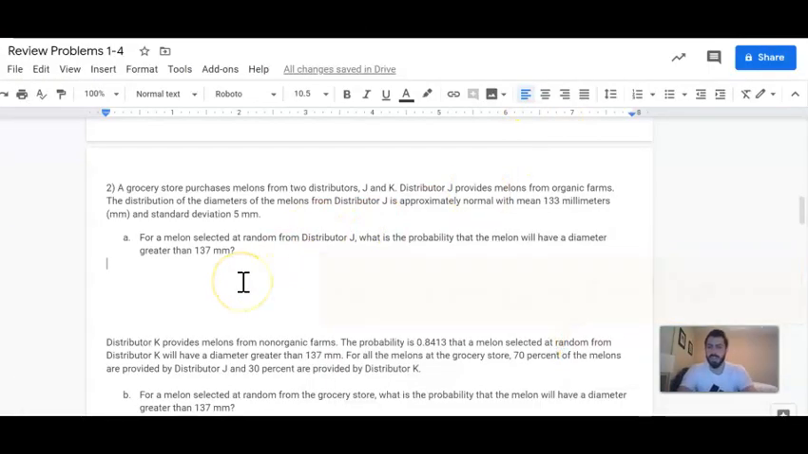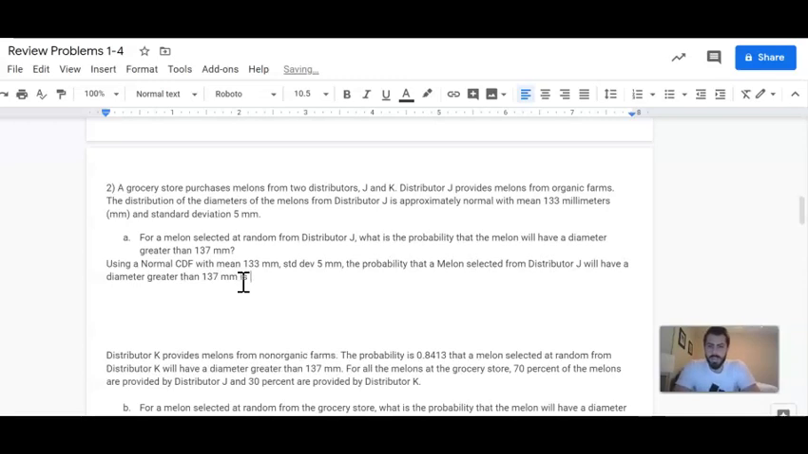So, using a normal CDF with mean 133 millimeters and a standard deviation of 5 millimeters, the probability that a melon selected from distributor J is greater than 137 millimeters is 0.212. And there you go. That's all there is for that one.